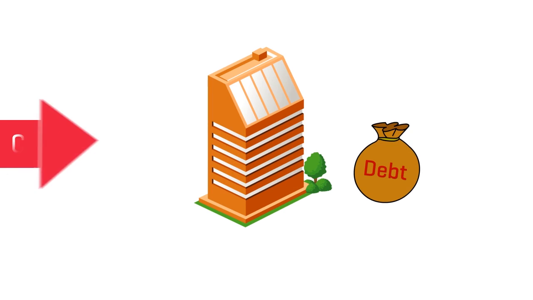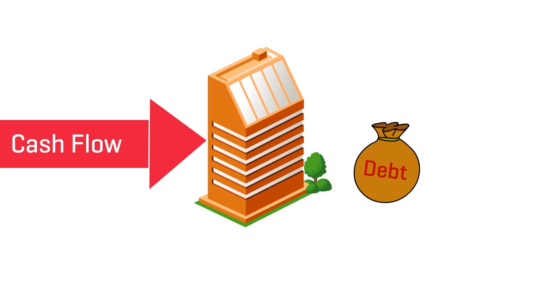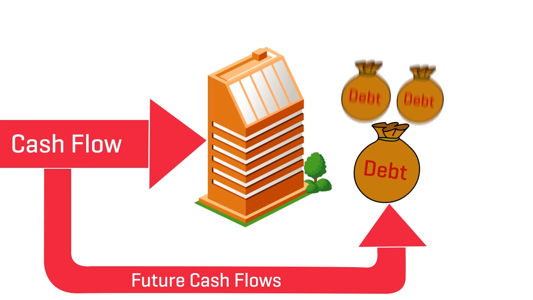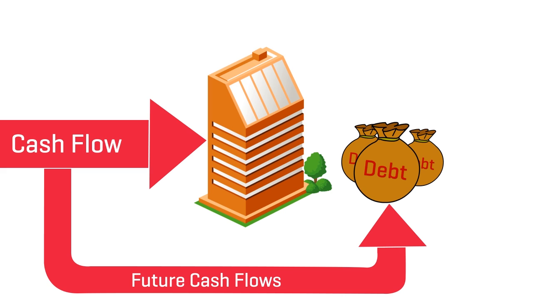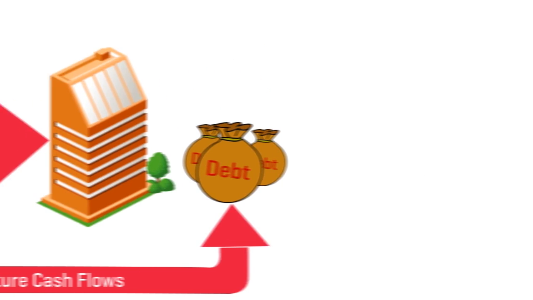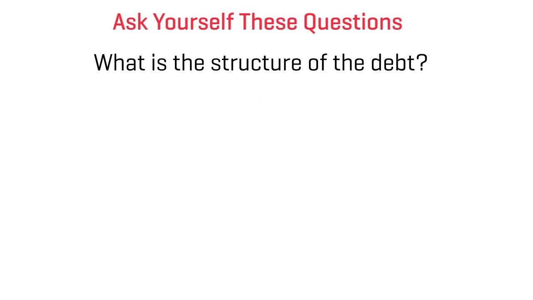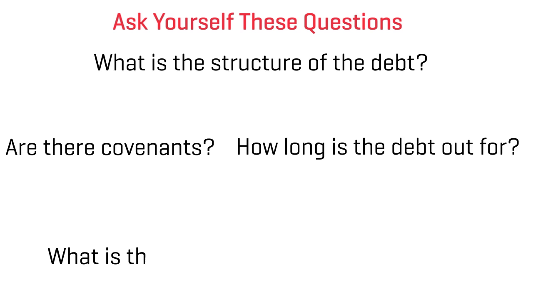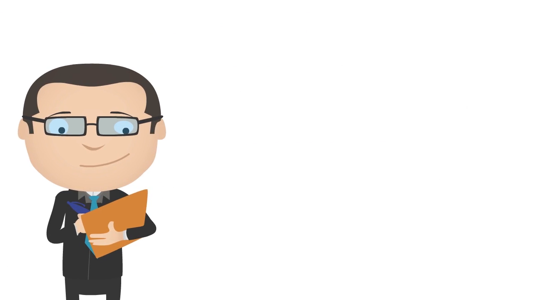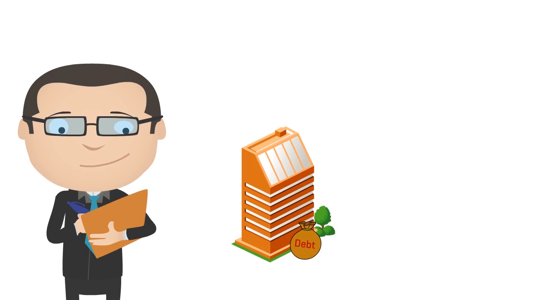A cash flow analysis must be performed to determine if the company has sufficient cash flows to service its debt and to project whether or not the future cash flows can take on additional debt. Ask yourself questions such as, what is the structure of the debt? Are there covenants? How long is the debt out for? What is the company's debt service capacity? Aside from performing a credit analysis to determine a company's ability to repay its debt obligation, you also want to do an analysis to earn a return that's appropriate for the risk that's being taken.